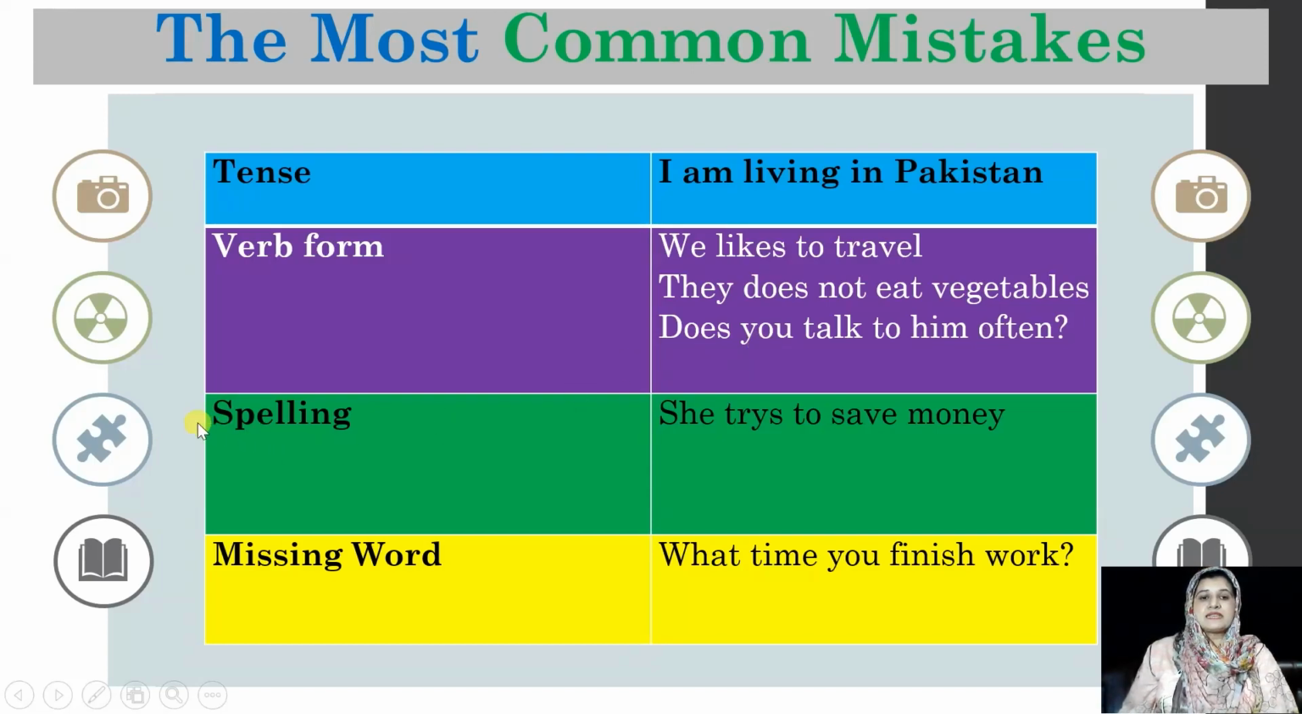There are some mistakes in terms of spellings where we add wrong s or es. For example, she tries to save money. Is it fine? Tries? Yes. There is a consonant and then there is y. I just told you the rule that you are supposed to add ies while dropping y here. So what would you say? She tries to save money. Sometimes we miss certain words. For example, what time you finish work? Is it correct? No. You should say, what time do you finish work? You need to add do here.